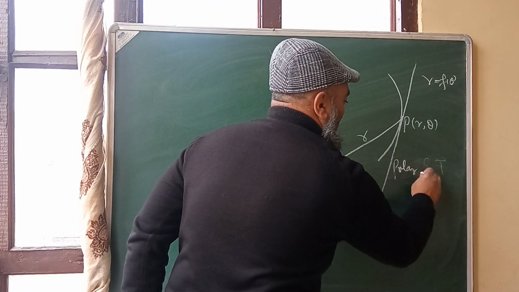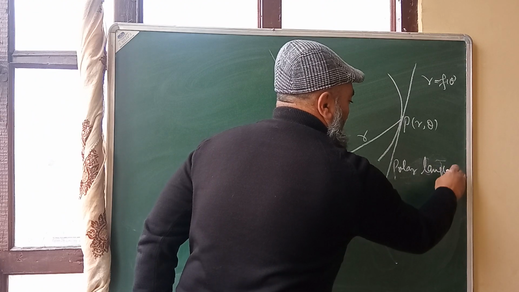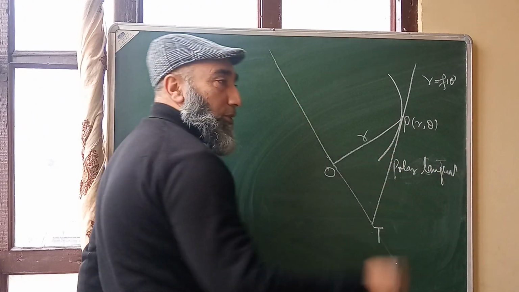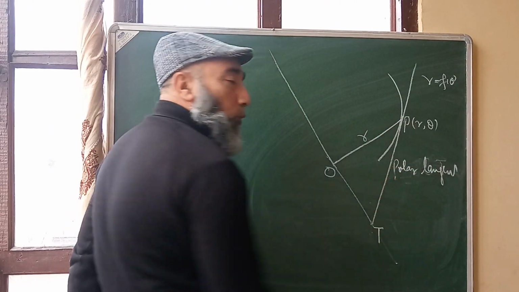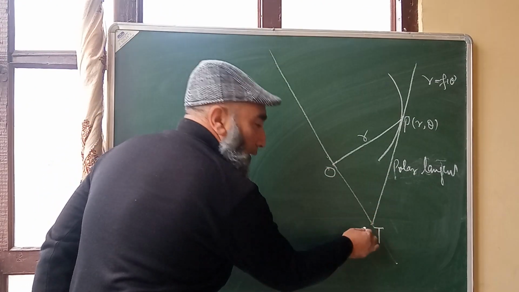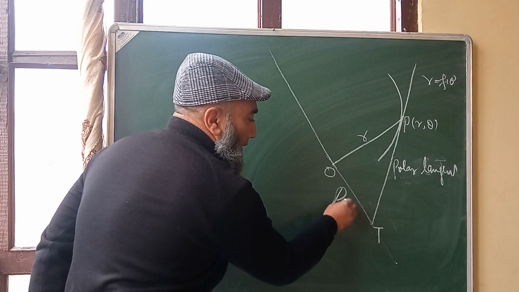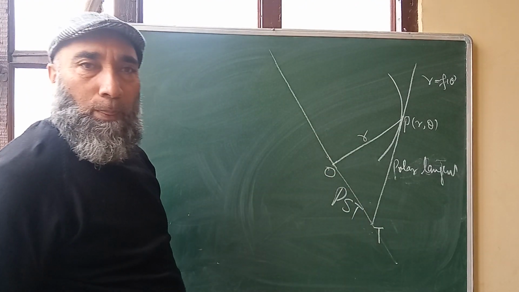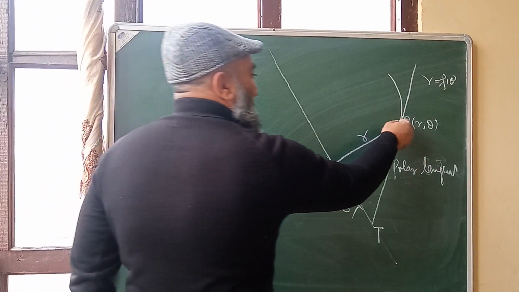Polar tangent. As you know, PT is the tangent to the curve at point P, so this will be the polar tangent. But the distance from the pole to the tangent is the polar subtangent. Fine. Now, normal. What is normal?